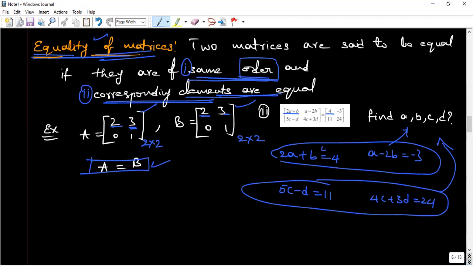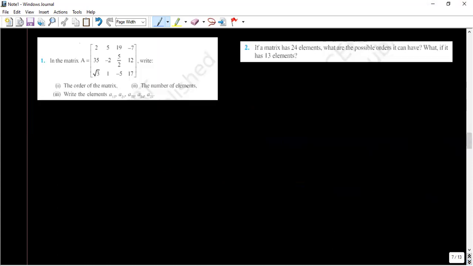How you can solve this is very important again. We can solve this by using substitution, elimination, or cross multiplication. Of course, cross multiplication, we will see the process here. Substitution or elimination methods we can follow to find out A, B, C, D. Let us see one example.